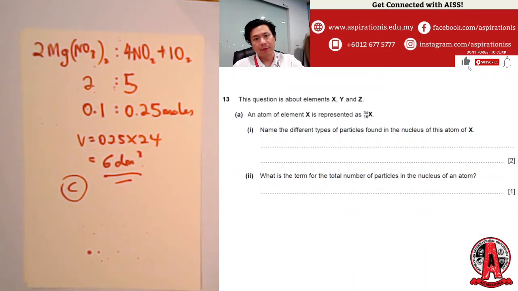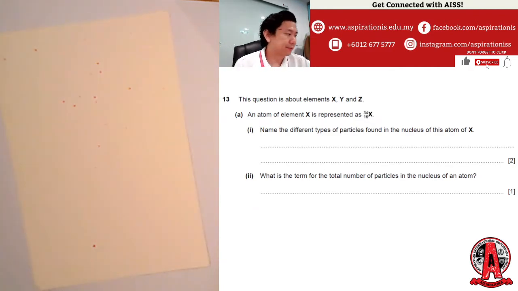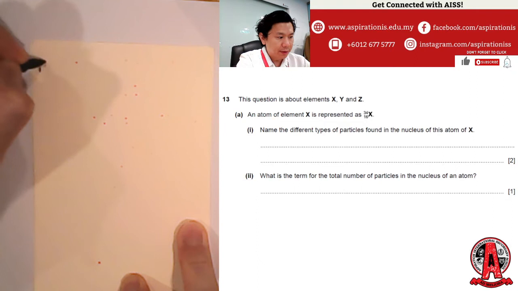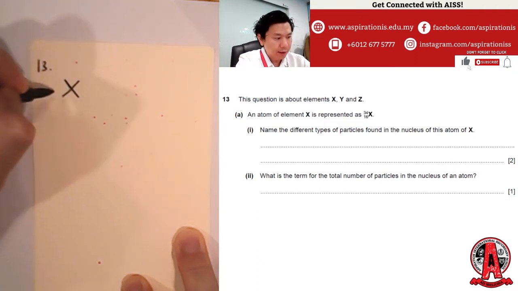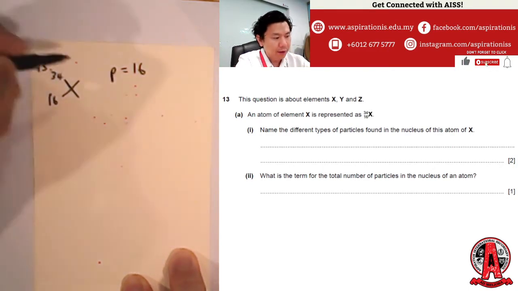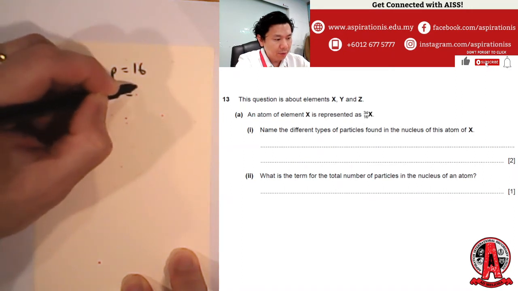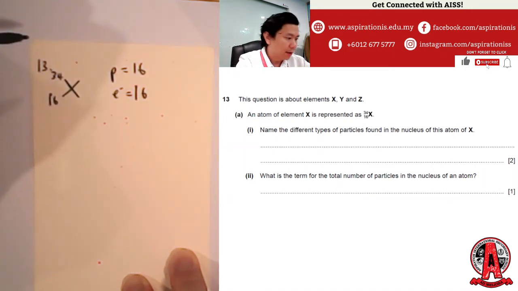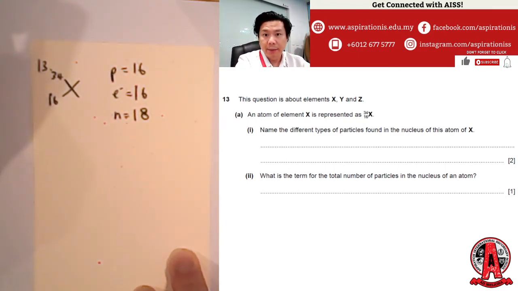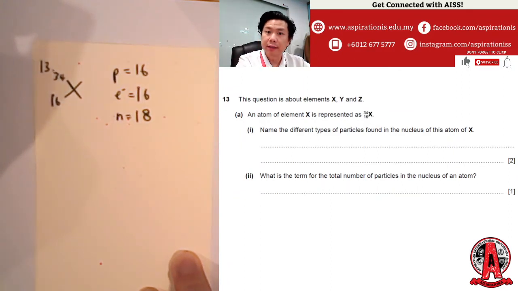Moving on. Now we have come to paper 4, the structured questions. This question is about elements X, Y, and Z. So let's start with X. Question 13. You have X as 16 and 34. So how many protons do you have? 16, and if this is an atom, you will have 16 electrons as well, and the number of neutrons is 18.